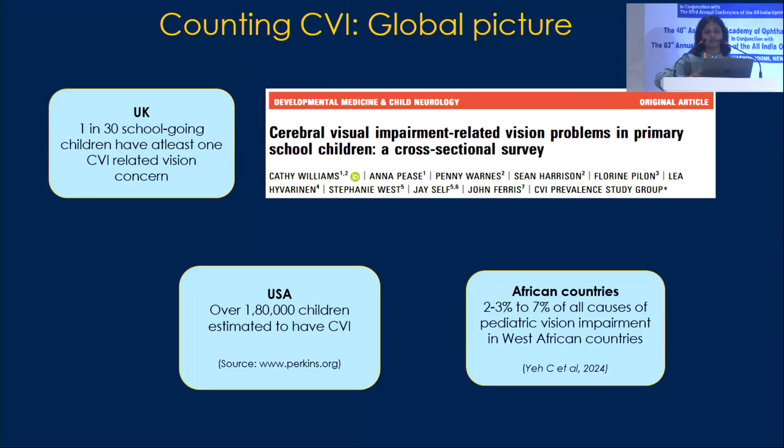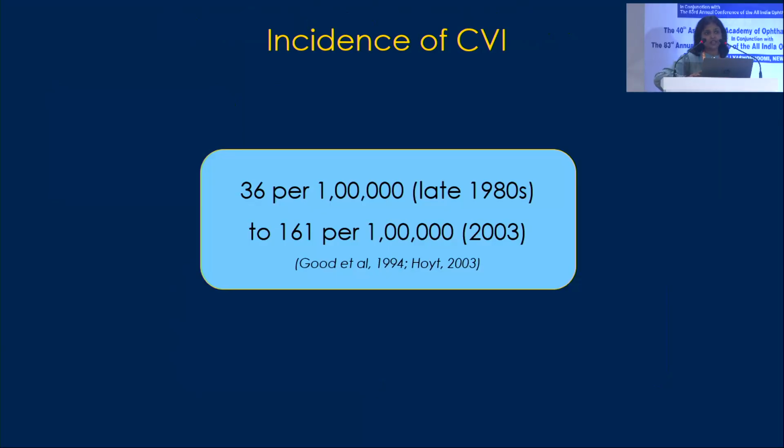And we have some data from the West African countries as well. 2 to 3 to 7% of children in the pediatric vision impairment group have CVI. And we can also take the data from Australia, as mentioned by Dr. James Elder, around 1.8%. And looking at the incidence, this is data only available from the US. You can see the data ends at 2003. There's no recent data after that. It was 36 per every 1 lakh children in the late 1980s, which has grown, in 2003, to 161 per every 1 lakh.